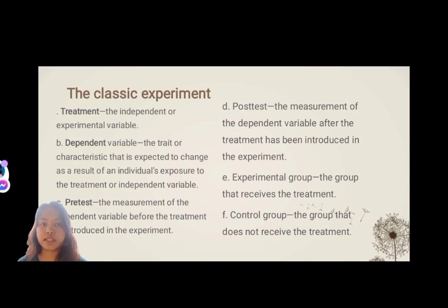E. Experimental group. The group that received the treatment. For example, the experimental group could receive a new medication, a different form of counseling, or some vitamin supplement. F. Control group. The group that does not receive the treatment. An example of a control group can be seen in an experiment in which the researchers test whether or not a new fertilizer has an effect on plant growth.